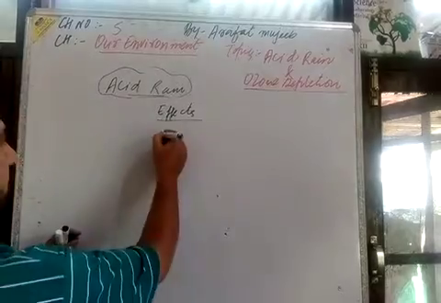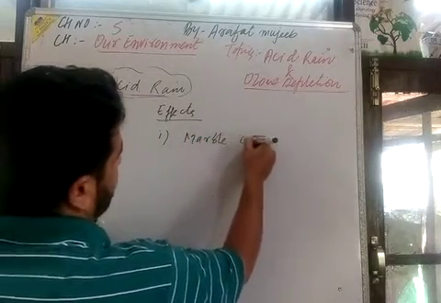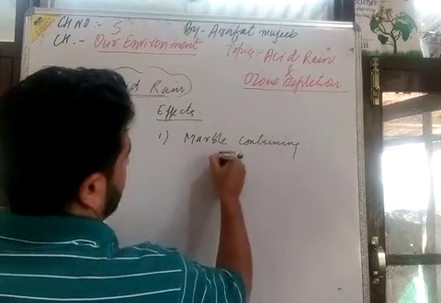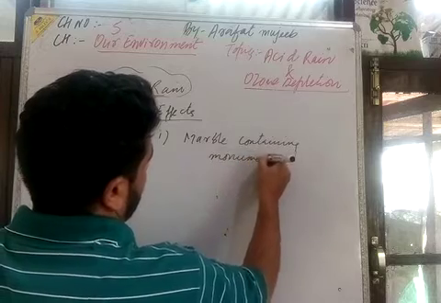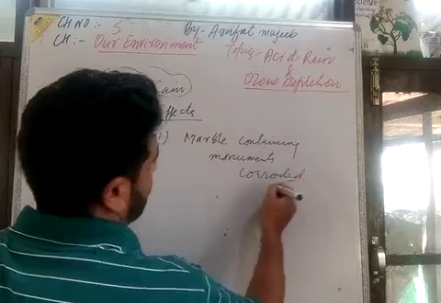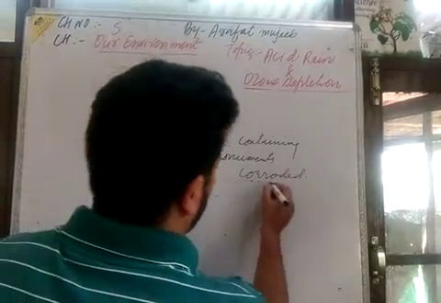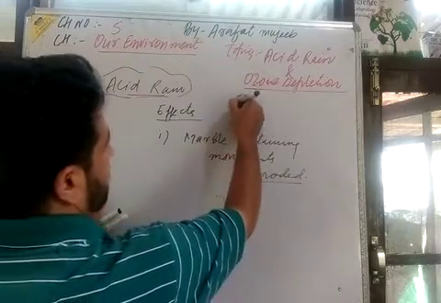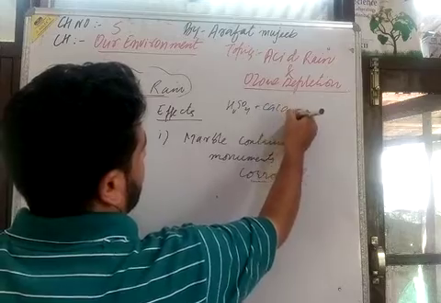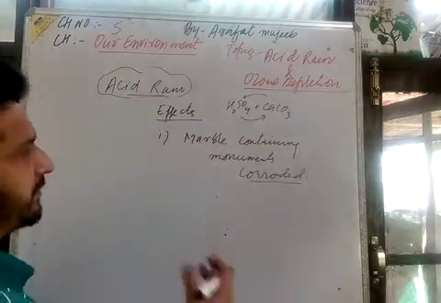Acid rain, हम कहते हैं जो marble containing monuments होते हैं, वो क्या होते हैं? They are corroded. वो खराब हो जाते हैं क्योंकि एसिड्स के साथ, जब भी सल्फ्यूरिक एसिड, जो मार्बल होता है, ये कैल्शियम कार्बोनेट होता है, तो इसके साथ मिक्स अप करके एक डिसॉल्व्ड सब्सटेंसेस बनाते हैं.